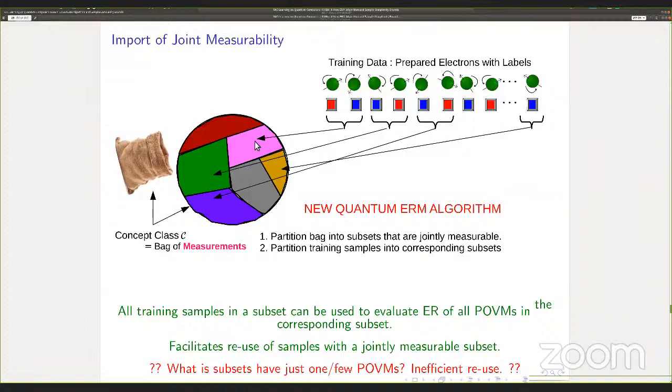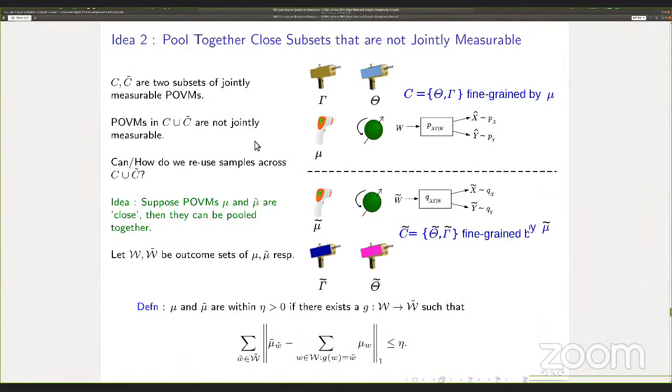That's your idea 2, and the idea is the following. Again, I'm going to describe this; just look at the pictures. You don't have to read the math, but I'll tell you what's going on. Suppose I have 2 jointly measurable subsets, so 4 measurements. Gamma and theta are jointly measurable, and gamma tilde and theta tilde are another 2 measurements, completely different, that are also jointly measurable.